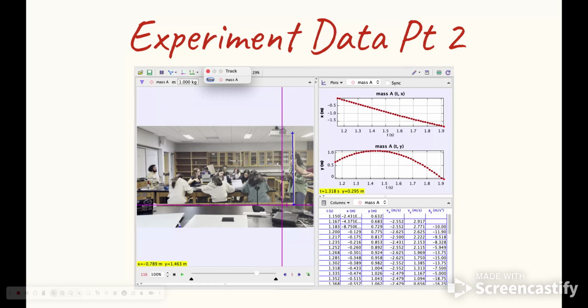Shown on the slides is my Tracker analysis, and as you can see, I set the meter stick as our reference length, and the magenta axes are right below where I started the object. I chose to start tracking a few frames after the ball was released to minimize the influence of the initial force applied to the object. And from Tracker, as you can see, I got x values, y values, and velocity and acceleration data.